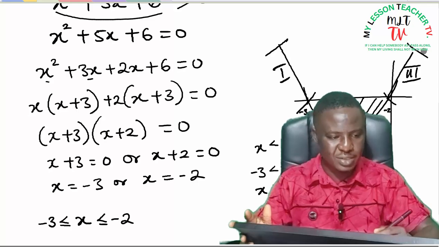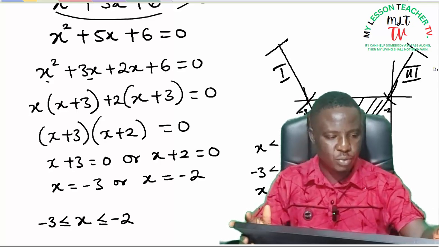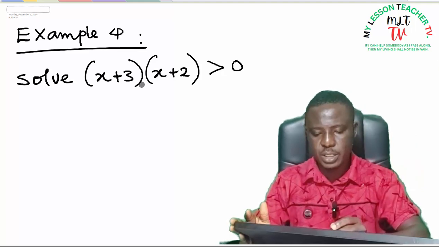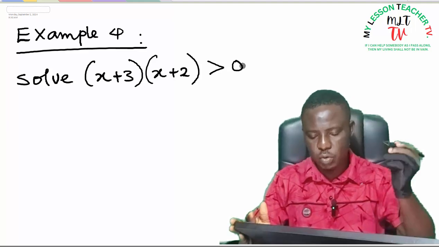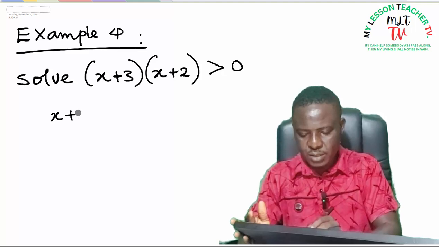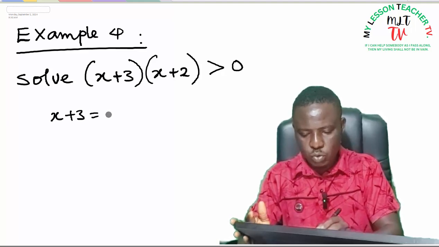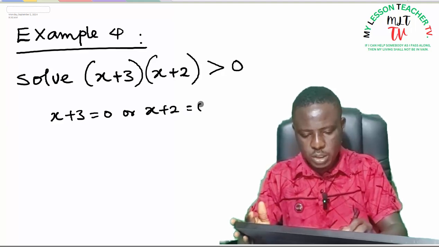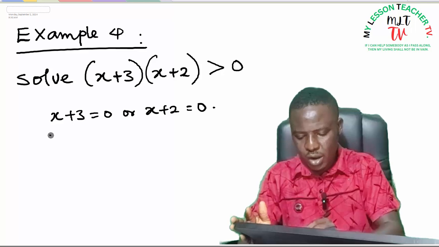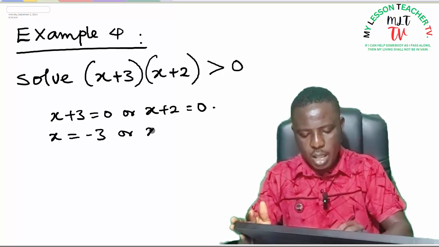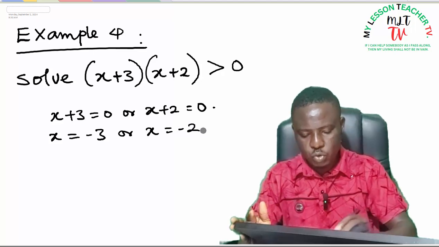So we shall now take more examples. Example 4 says we should solve (x plus 3)(x plus 2) is greater than 0. Just like I said, find the zeros of the inequality. We have x plus 3 is equal to 0, or x plus 2 is equal to 0. So we have it that x is equal to minus 3, or x is equal to minus 2.